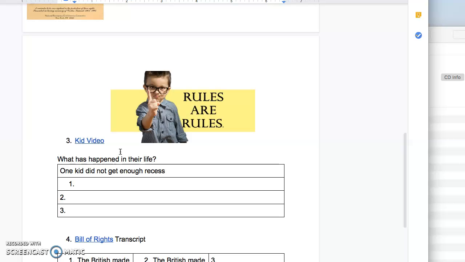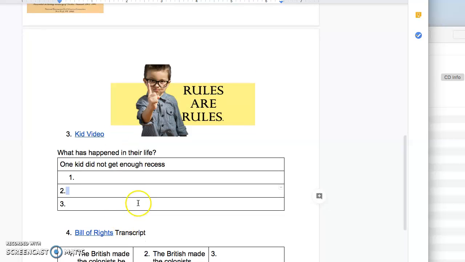Okay, so you watched the kid video, hopefully twice, because it's super funny. And these kids are making a rule, and we can tell what's happening in their life by the rules that they make. So for instance, one of the kids said the rule they would have recess all the time. So we could assume that in their life that one kid is not getting enough recess. Or another kid said that they wanted candy all the time. So we could assume in their life that they don't get a lot of candy. So I want you to think about that video and come up with 3 other things that are happening in the kids' life based on the type of rules that they create.